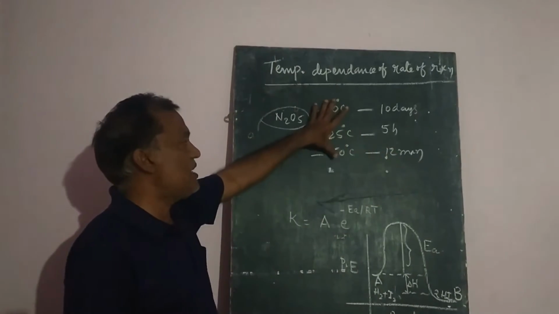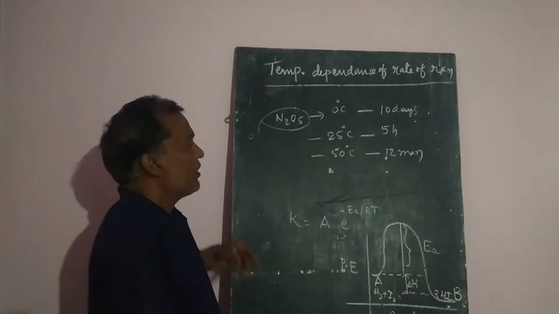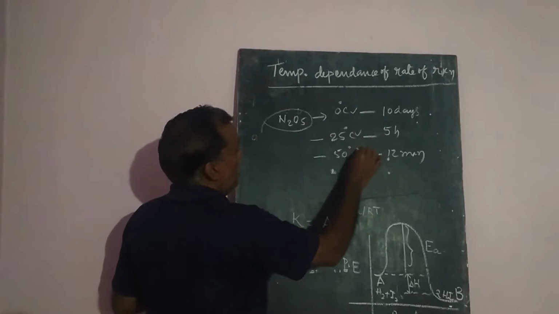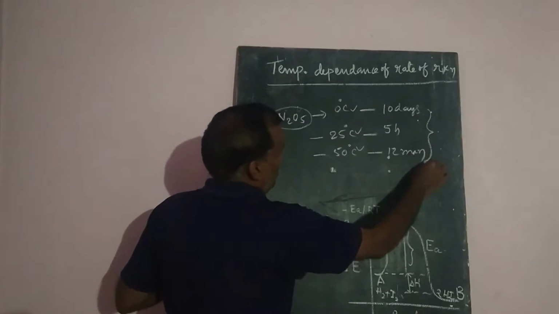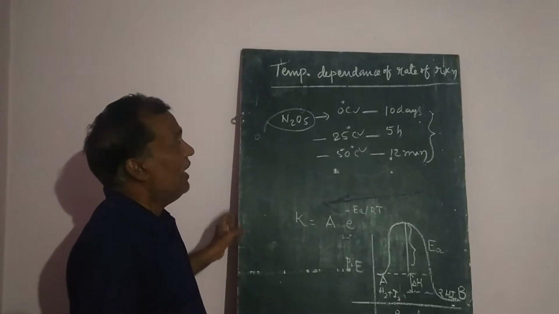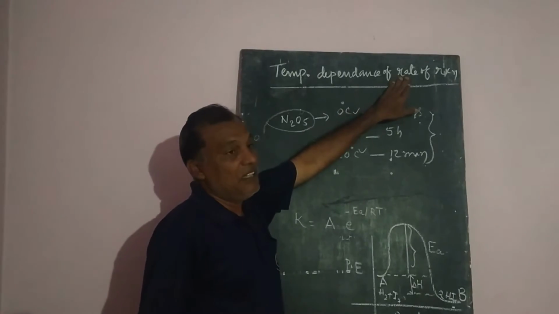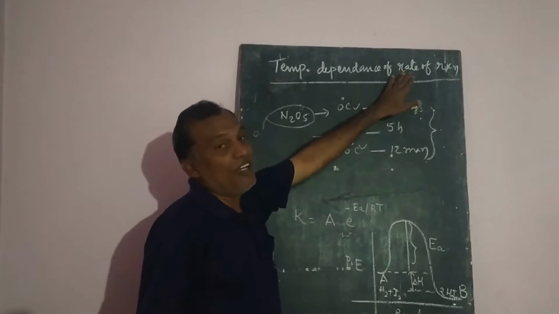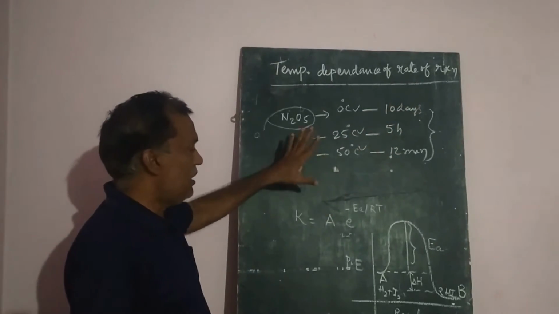So that means from this it is observed that if the temperature increases, the half-life period decreases, and automatically there will be an effect on the rate of reaction. So that is the main important point.